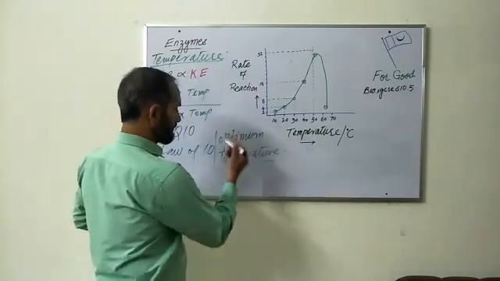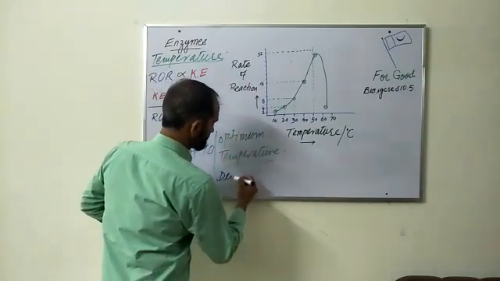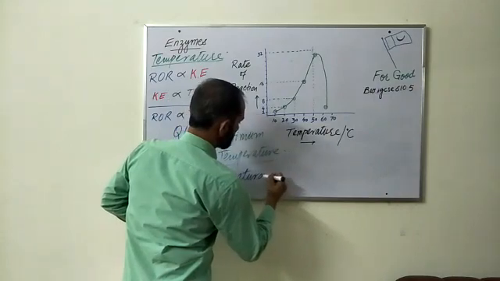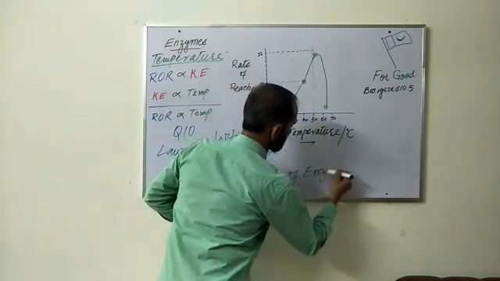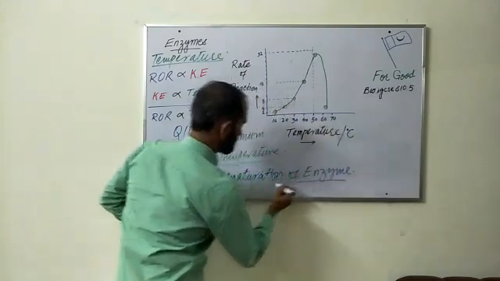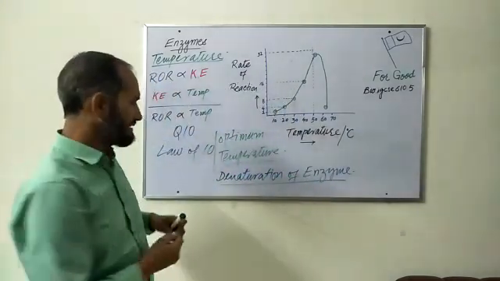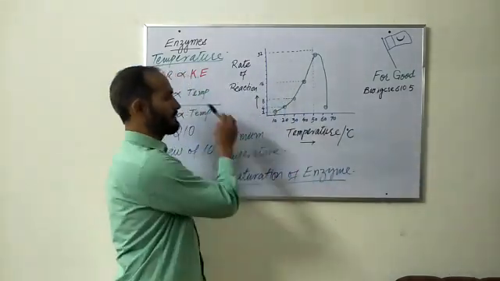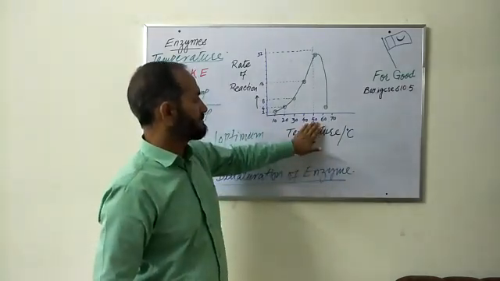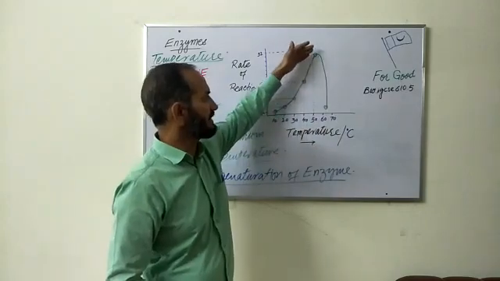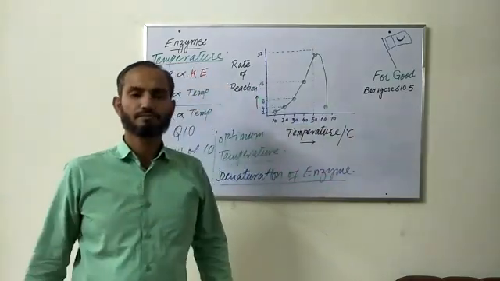So after optimum temperature, there is denaturation of enzyme. That enzymes are denatured after optimum temperature. That's why when temperature is increased beyond 50 degrees Celsius, rate of reaction suddenly becomes 0.